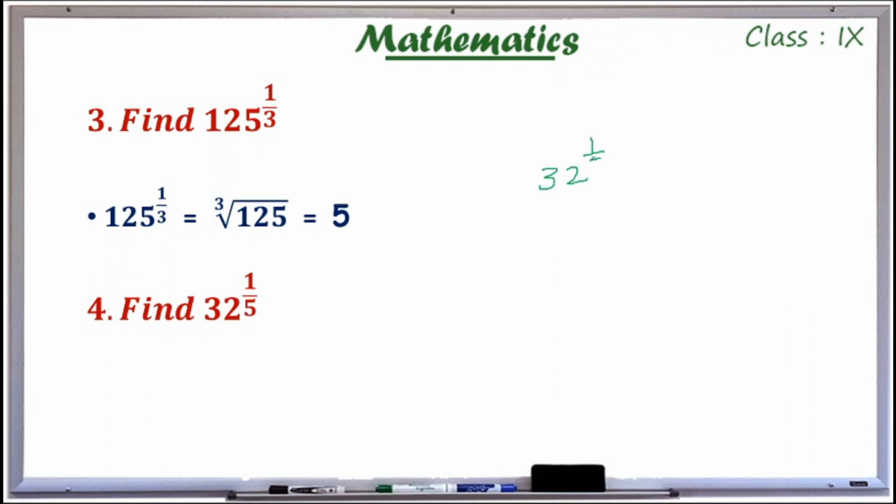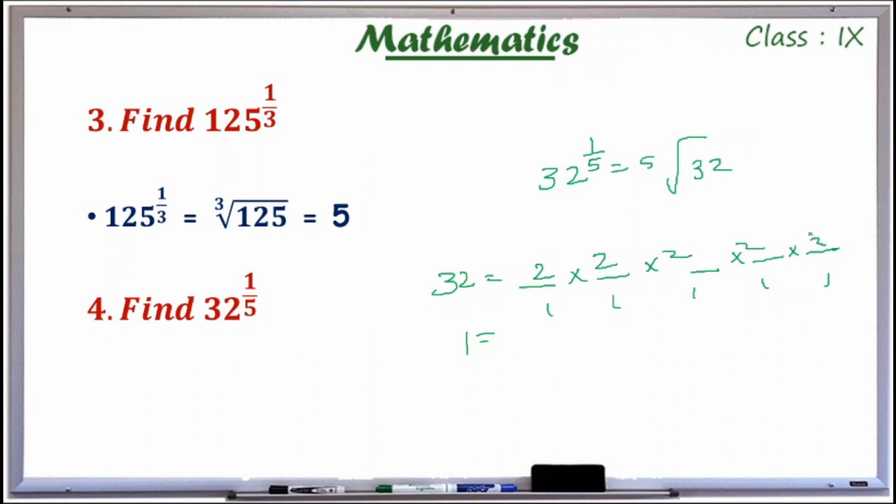32 raised to 1 by 5 I can write as the 5th root of 32. So the 5th root of 32 means 32 I got from multiplication of a number 5 times. If I give 1, the answer is 1. But if I give 2, 2, 2, 2, 2, this is 32. So the fifth root of 32 is 2. Which means multiplying 2 five times I get 32.